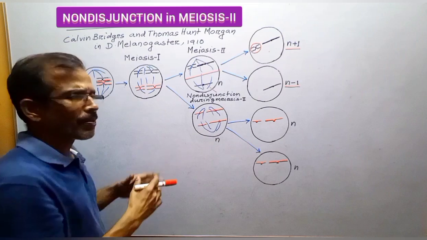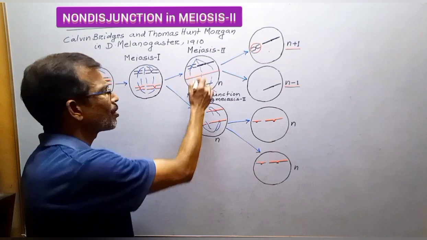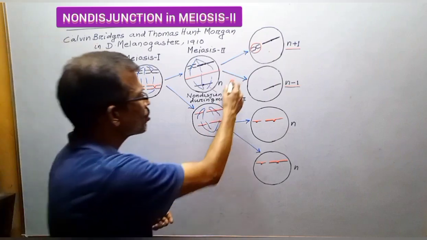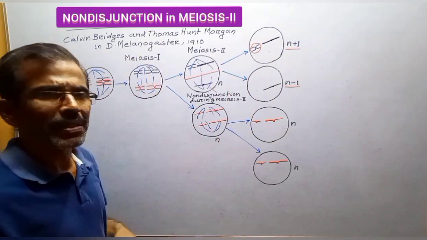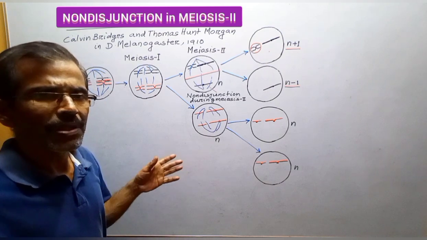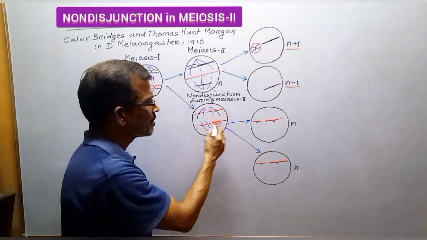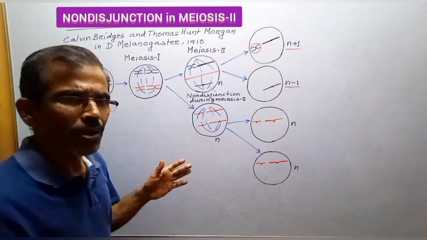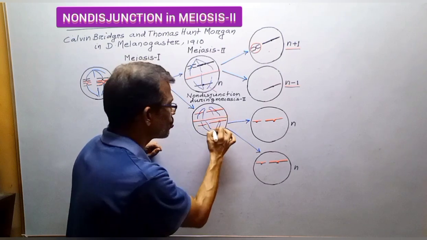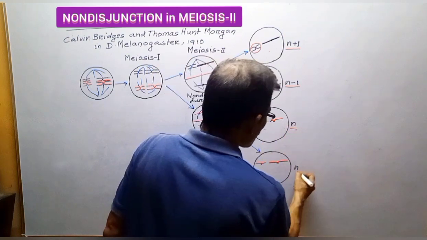As Meiosis 1 proceeds error-free, the two daughter cells that are formed at the end of Meiosis 1 are normal, having n chromosomes. But in Meiosis 2, non-disjunction takes place. As a result, sister chromatids fail to separate, that results in aneuploidy. In this example, this daughter cell divides normally without non-disjunction. So the chromosomes are equally distributed between these two cells. So the resulting daughter cells are normal, having n chromosomes.